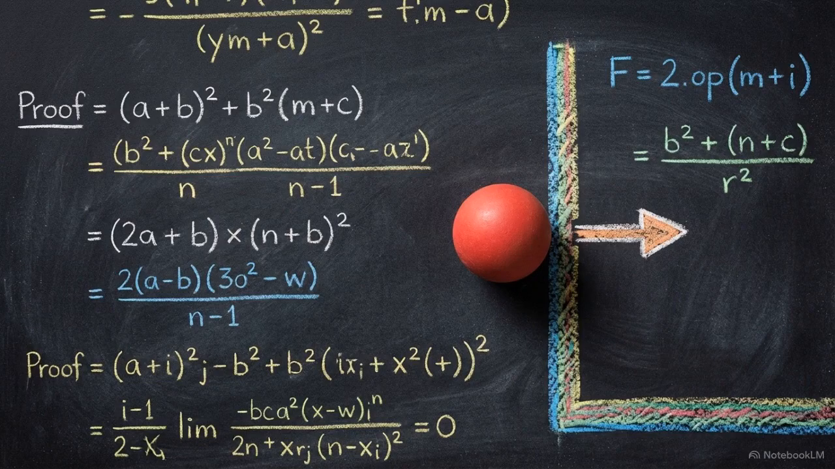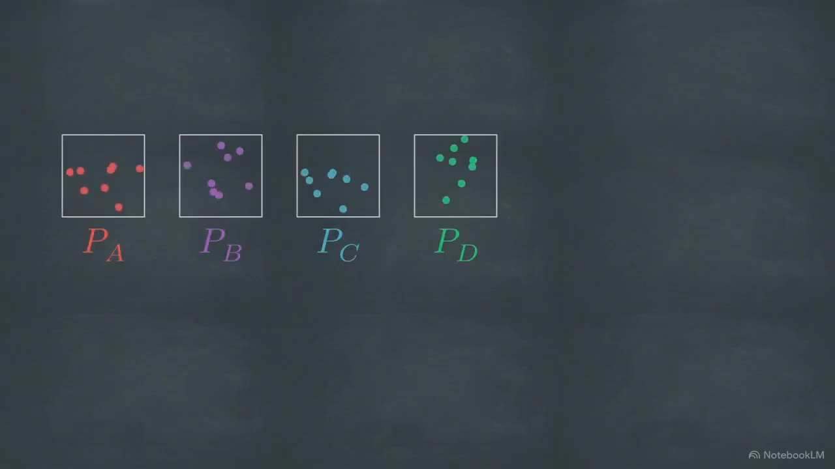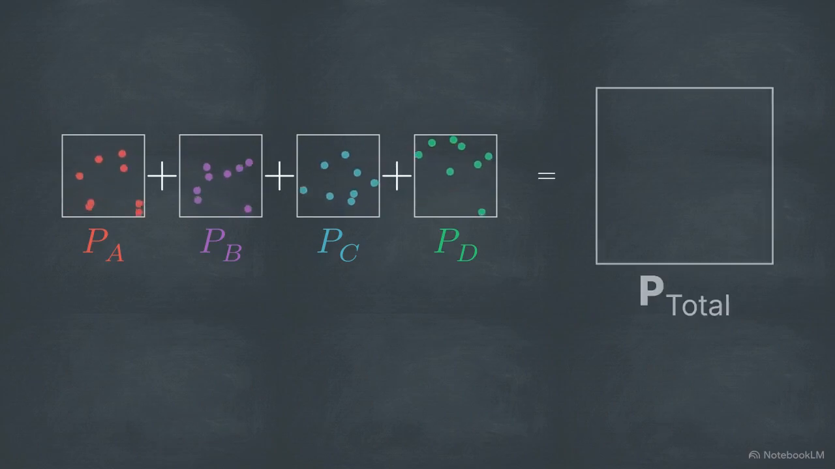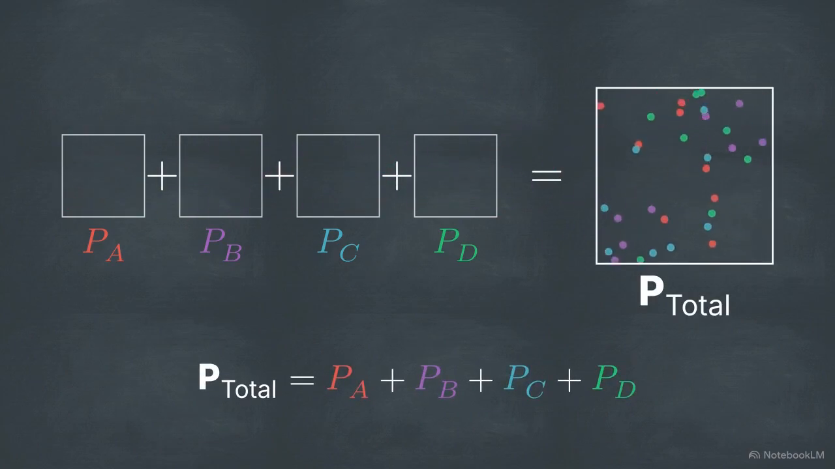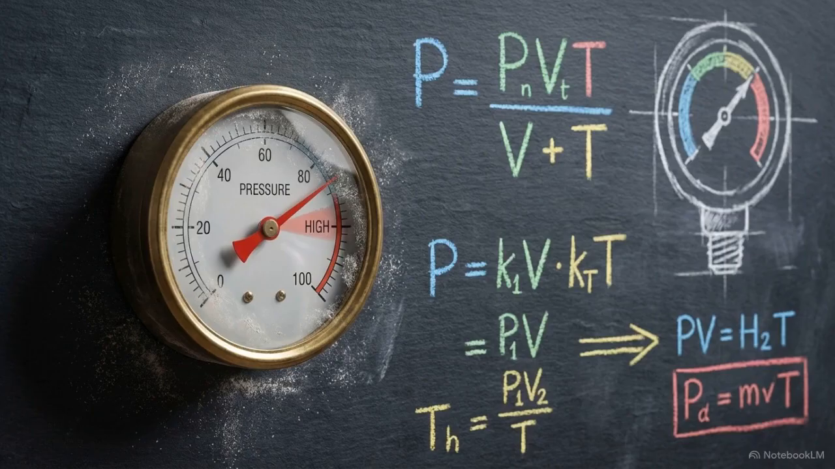Dalton's law defines partial pressure as the specific independent pressure contribution made by just one of the gas types within that mixture. Since these gases ignore each other, the total pressure of the container is the sum of the independent partial pressures of every gas inside it. We can now translate this physical observation into a mathematical proof.